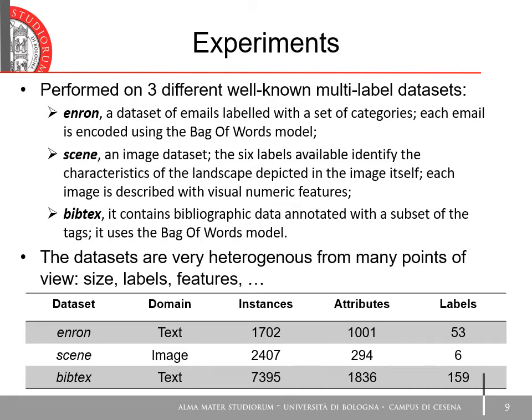To verify the effectiveness of our proposal, we used 3 different datasets. They are well known in the multi-label context. Enron is a dataset of emails labeled with a set of categories. Scene is an image dataset that contains visual descriptors of famous landscapes. The last one is the BibTeX dataset, which contains bibliographic data annotated with tags. The table in the slide shows some characteristics of the datasets taken into consideration. The datasets are sufficiently different from each other, allowing us to deeply test the potential of our proposal.